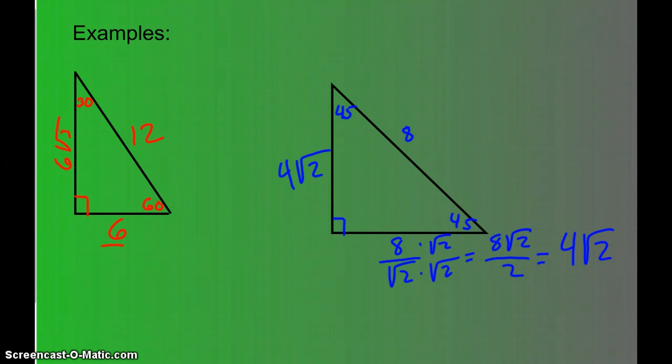I will help you individually with some of the radical issues you may come across, but this is the basics of how to find the missing sides in a special right triangle.